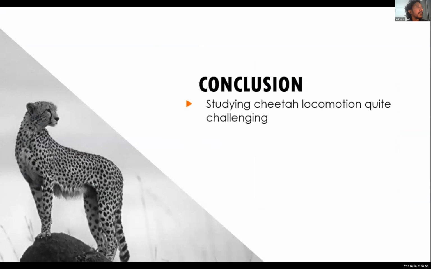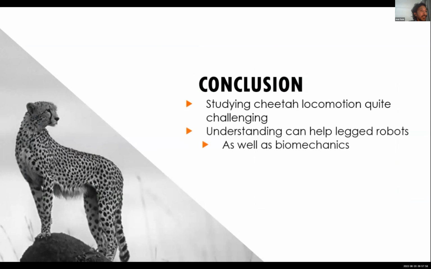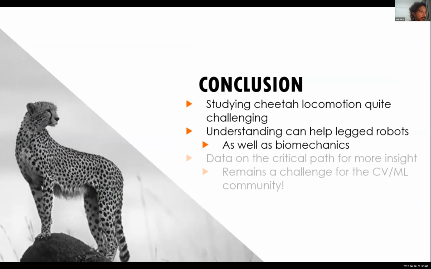So in conclusion, studying cheetah locomotion is really challenging, but the understanding can help legged robotics as well as biomechanics. We can understand how animals control these rapid maneuvers, but the data is really on a critical path for more insight. It remains a challenge for the computer vision and machine learning community to understand wildlife locomotion in natural environments. I think it's going to be really key.